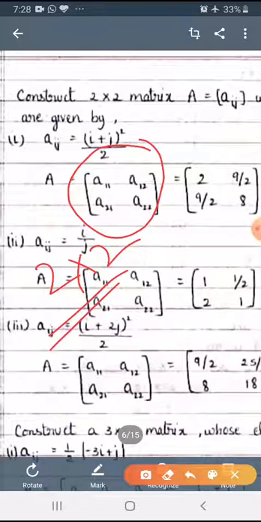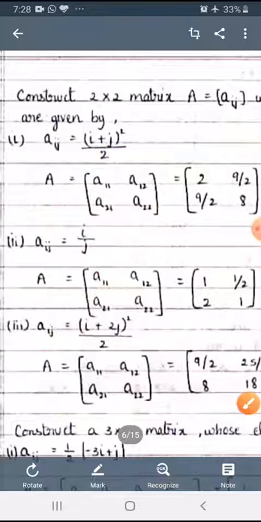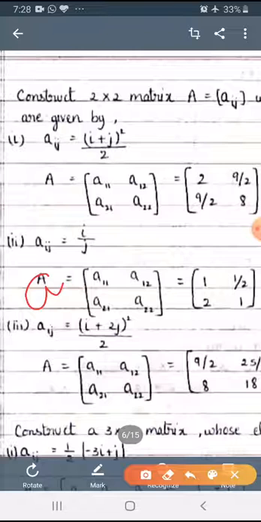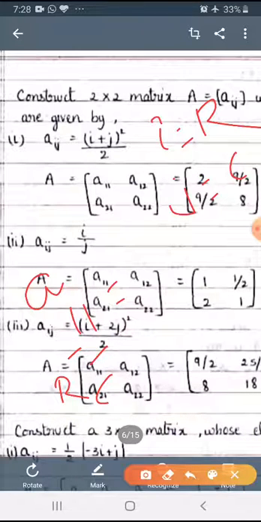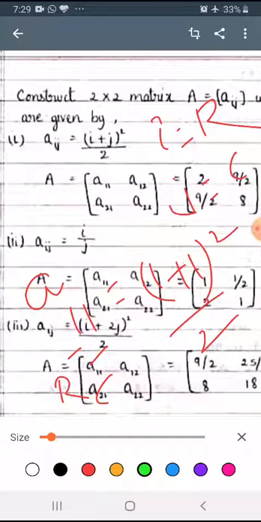See here, first how to construct that one is A11 equal to, so first row first column. Here i is the representation for rows, j is the representation for columns. So here 1 means row and column. Now I am substituting 1 plus 1 whole square by 2, that means 4 by 2. So if we cancel 2, we'll get 2 in the first row first column.